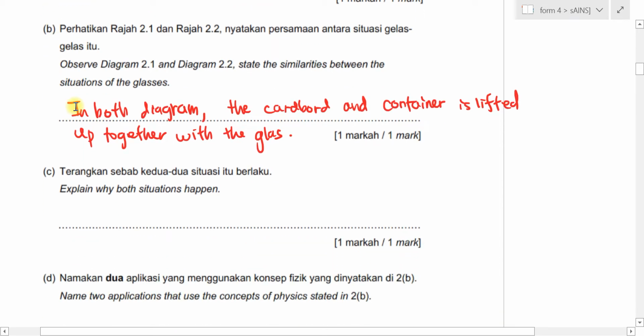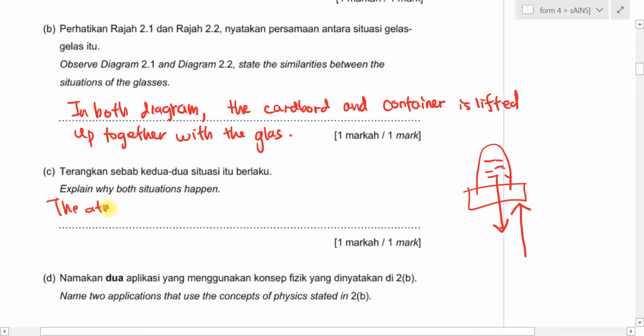Okay, why did this happen? If you see the cardboard and the container fully filled with water, this water has weight, but the atmospheric pressure is so strong that it can support the weight or overcome the weight. So the atmospheric pressure is much stronger, preventing the cardboard or the container from falling down. So we explain that in words.